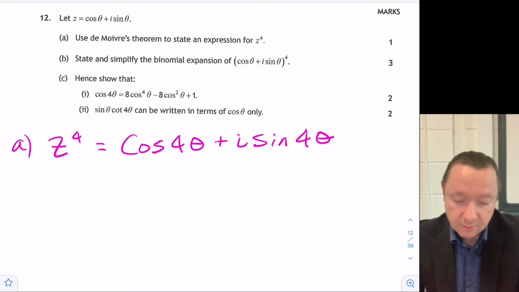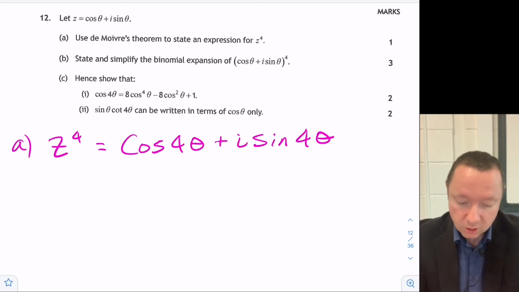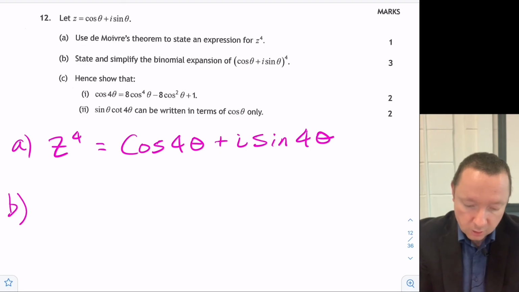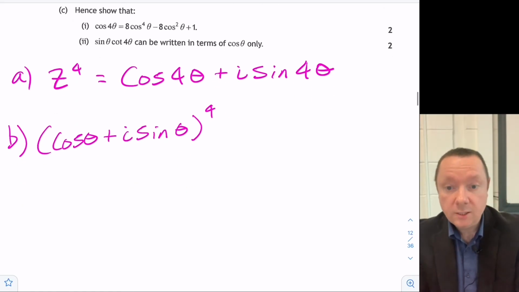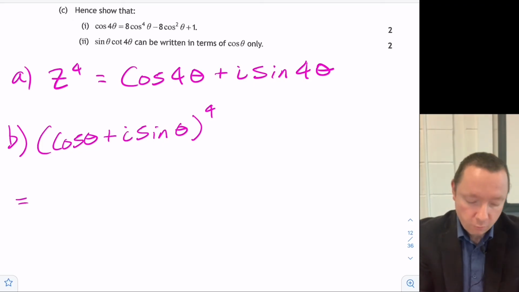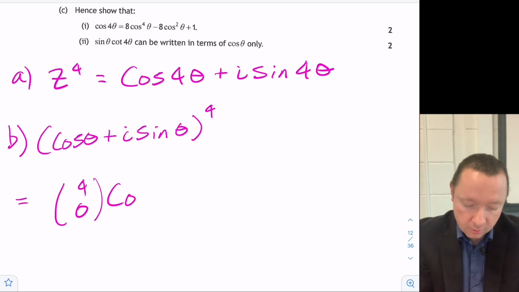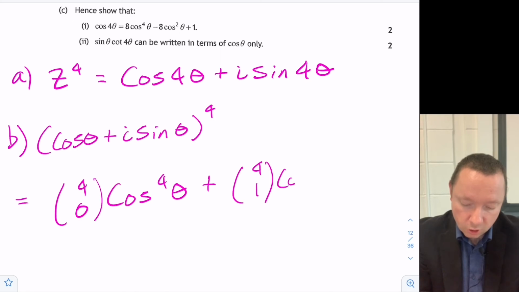Question B, state and simplify the binomial expansion of cos theta plus i sin theta to the power of 4. So we've got cos theta plus i sin theta to the power of 4. I'll need quite a bit of space for this one. So we've got 4 choose 0 of cos to the 4 theta. And then we'll have 4 choose 1 cos cubed theta.